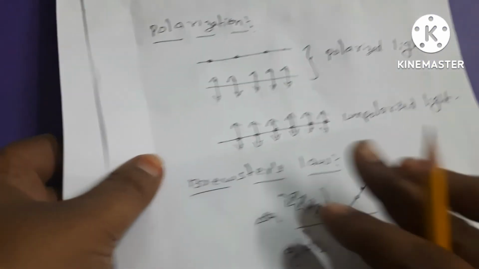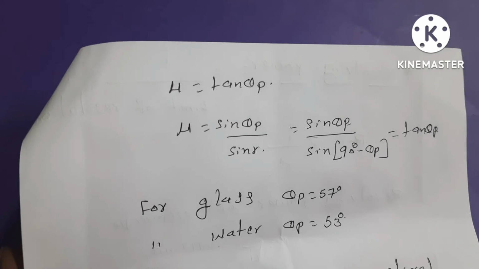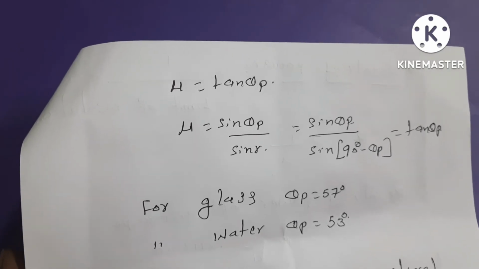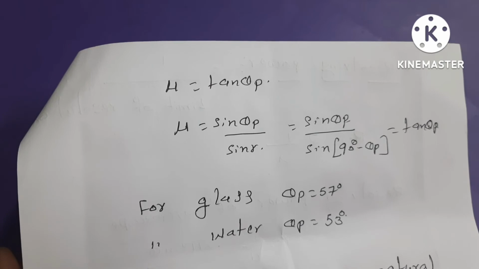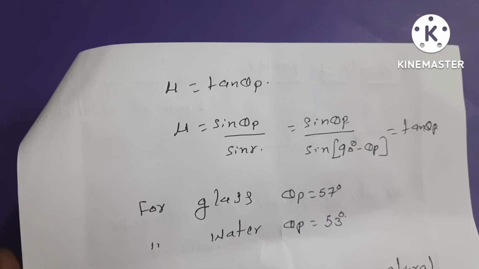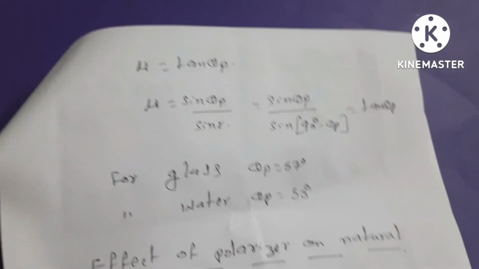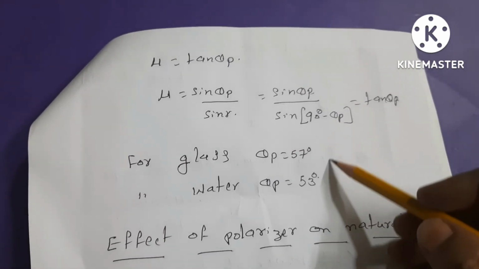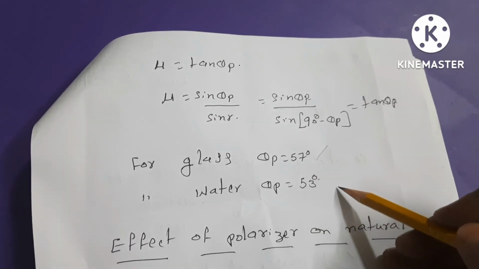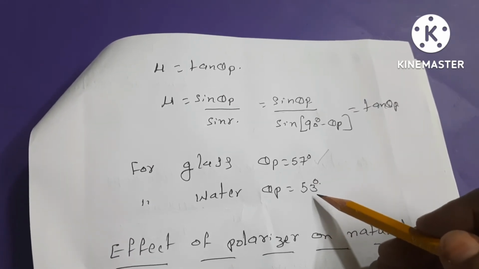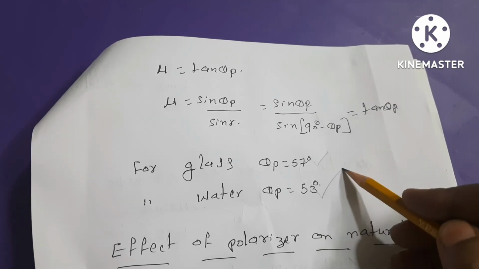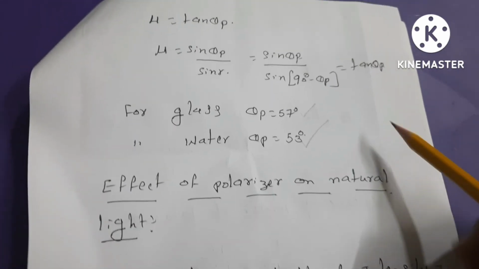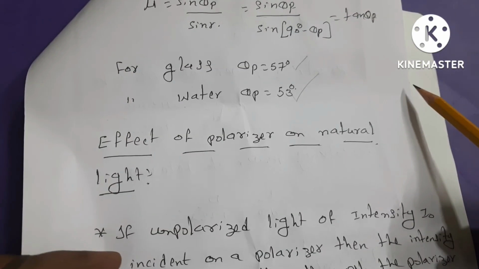The next thing is, you must remember these formulas based on Brewster's law. Mu equals tan IP, that is, mu equals tan theta P, where theta P is the polarizing angle. So mu equals tan theta P by sin R, but R equals 90 degrees minus theta P, so finally mu equals tan theta P. You should remember these two values: for glass, the polarizing angle is 57 degrees, and for water it is 53 degrees.